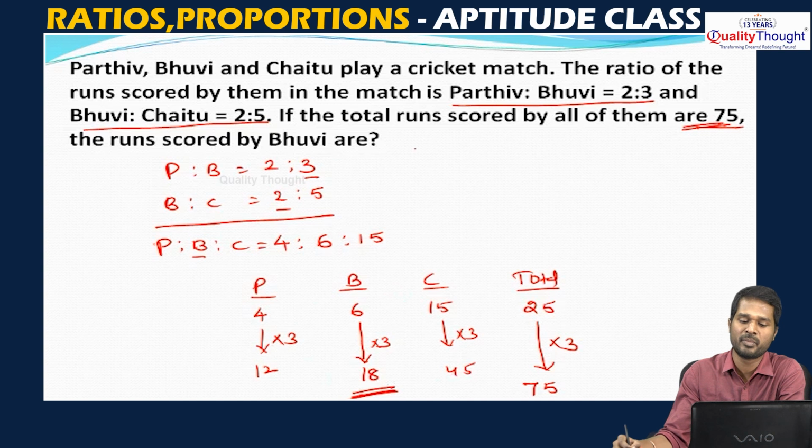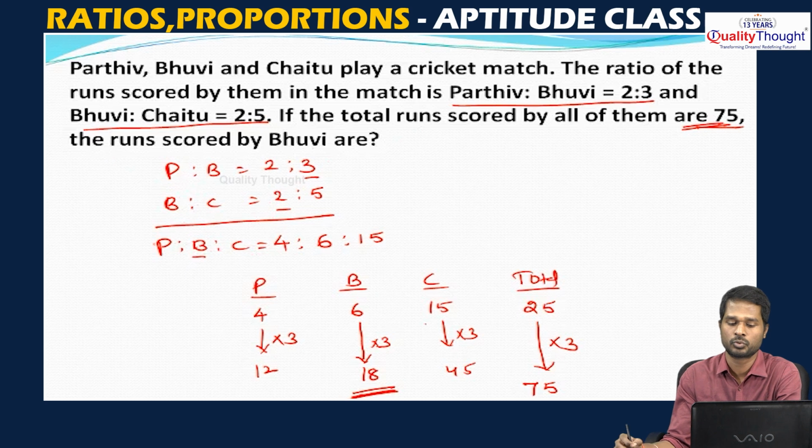So in this question Bhuvi is common in both the ratios. So take the two ratios into a single ratio as Parthiv is to Bhuvi is to Chetu. So calculate this, and this 25 has become 75. Total parts are 25 but runs are 75. That means 25 into 3 is 75. So similarly multiply everything with the value 3. So Bhuvi is 6 into 3 is 18.